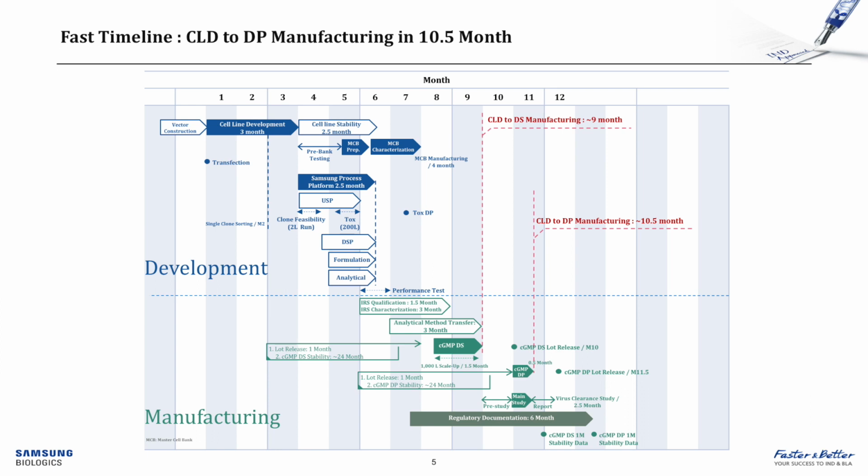So the initial 1.5 to 3 month characterization studies required for the analytical method transfer, and the cGMP drug substance manufacturing at the 9 to 10 month time frame. This also moves to the 10.5 to 11 month for DP manufacturing and release, again with the regulatory documentation support starting prior to the DS manufacturing and culminating in a little over a 12-month timeline.